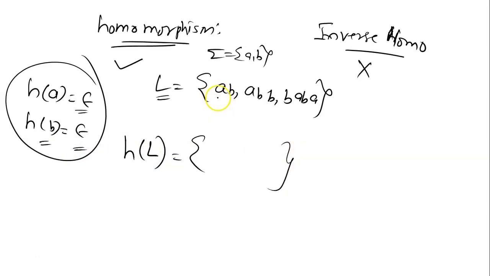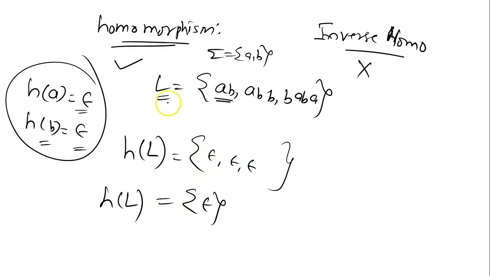That will be simply homomorphism of A is epsilon. So basically this will be epsilon, epsilon, epsilon. I can say that this is your homomorphism of L. You can notice one thing, that this L is finite and this H(L) is also finite.